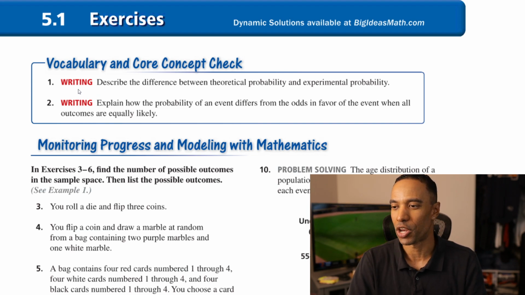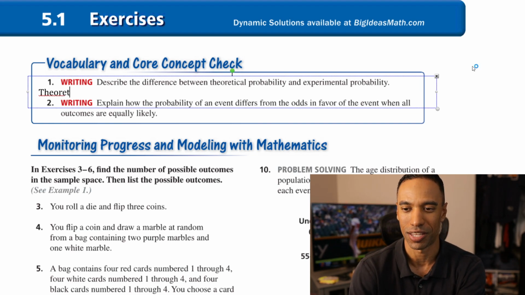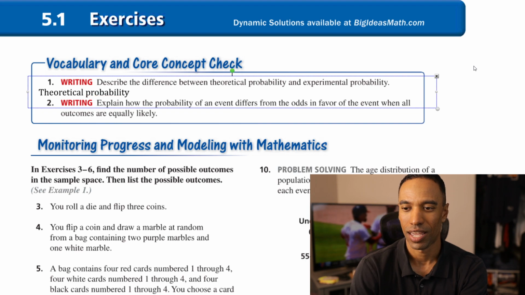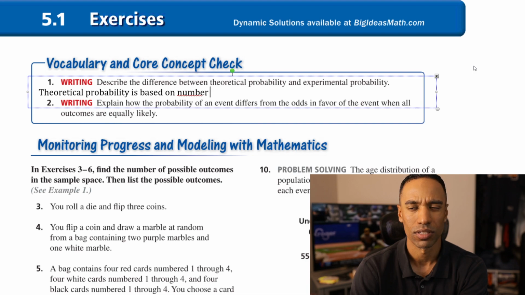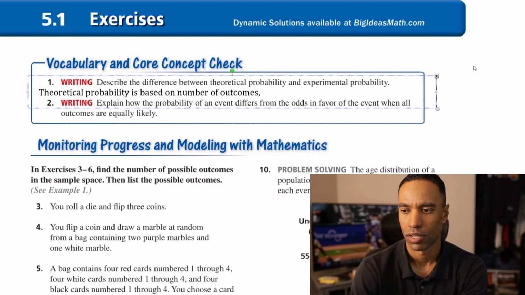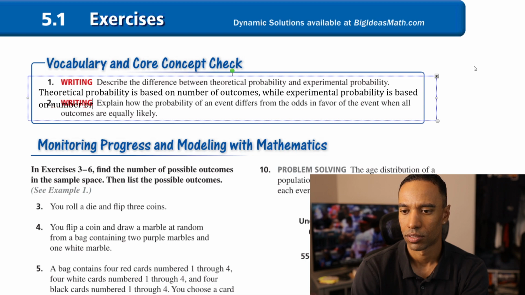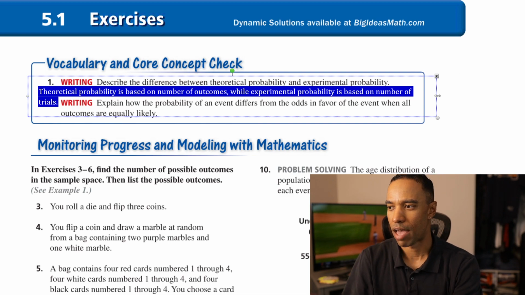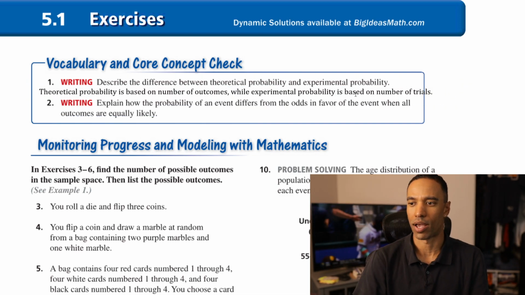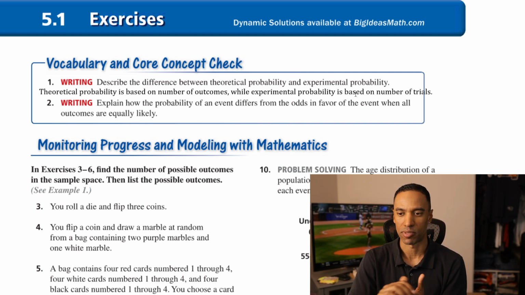Describe the difference between theoretical probability and experimental probability. So the way I was kind of saying it, theoretical probability is in theory. Theoretical probability is based on total number of outcomes, while experimental probability is based on number of trials. So that's having favorable outcomes versus total number, and then trials there. So something in theory without experimenting on it versus actually having experimentation on it.